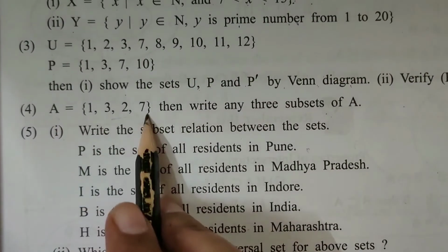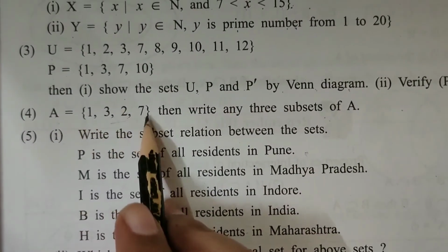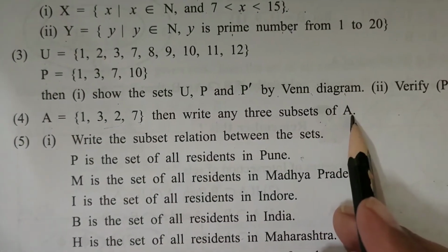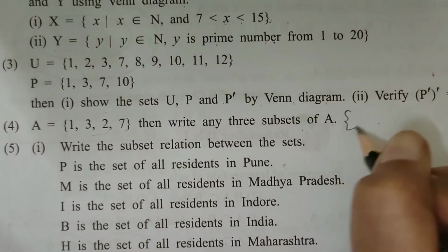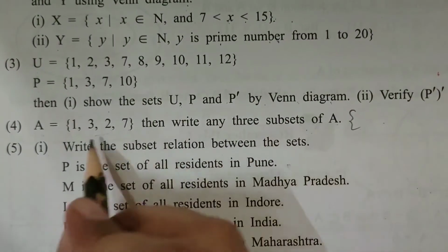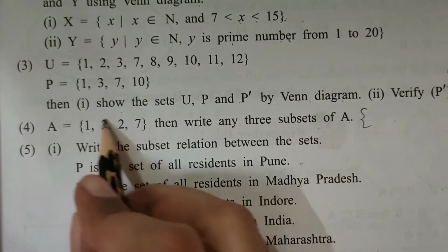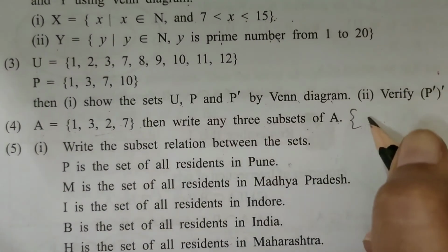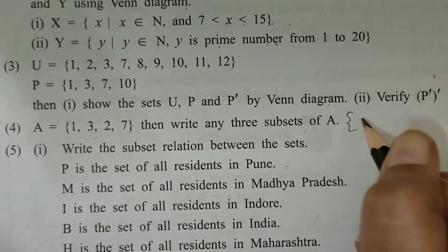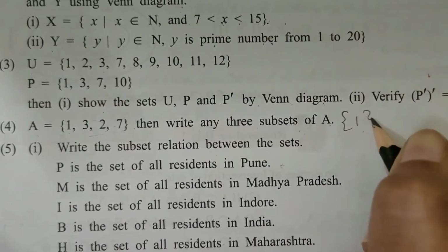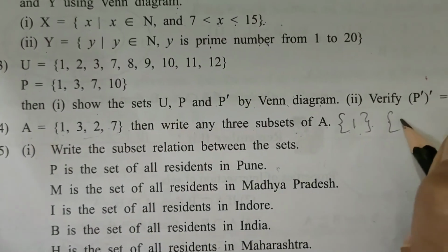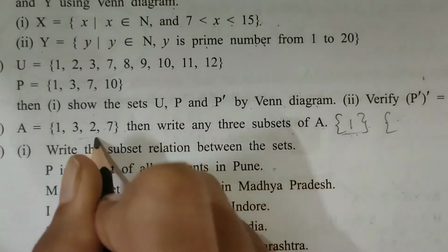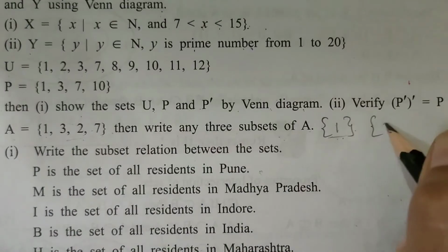See the fourth question. Set A is given, having the elements 1, 3, 2, 7. Then write any three subsets of A. This is an open-ended question. You can write any subset. Subset means what? You have to include any one of the elements in your set. That will become a subset of set A. So you can write any subset which contains the same elements from the set A.